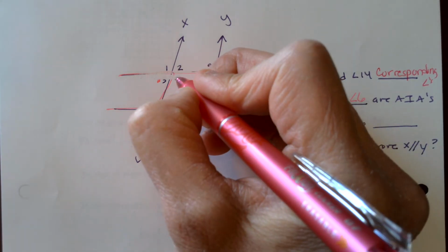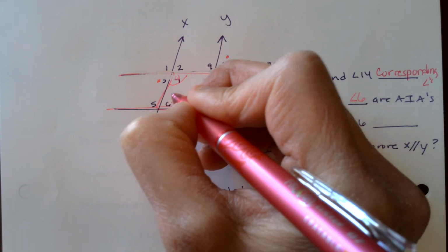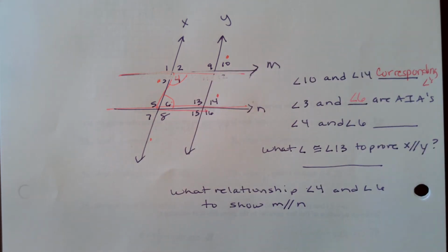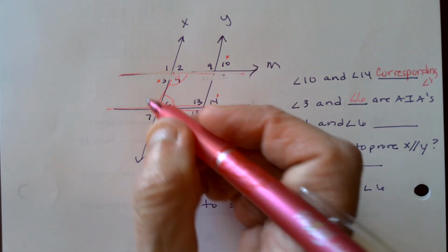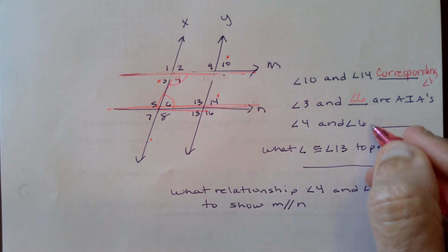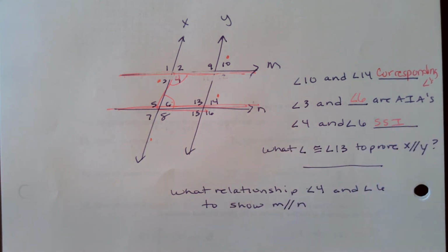Okay, and 4 and 6. This one and this one. What are those? Same side interior angles.